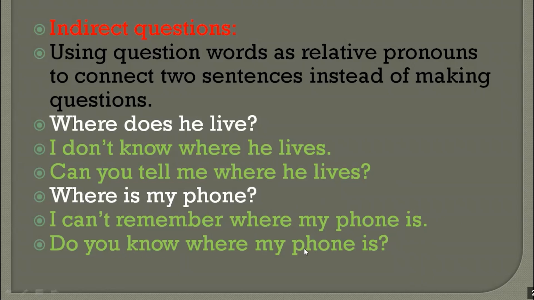Here's another example. Do you know where my phone is? Now, this is a question, but this part is the question. Do you know? Not that part. So this part takes the form of the question, but that part does not take the form of the question. We don't say, do you know where is my phone? No, we say, do you know where my phone is? It's a normal sentence now. This part is a normal sentence.